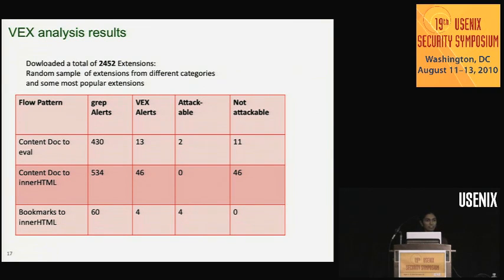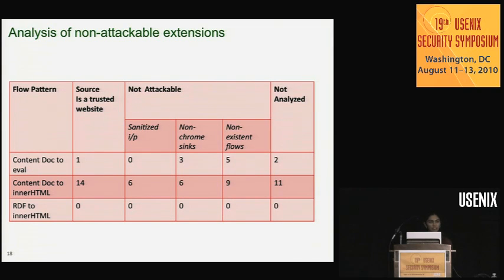Colin Jackson from Carnegie Mellon University. Could you go to the slide where you showed some not attackable extensions? I'm wondering how many of those sources that were a trusted website were being loaded over non-HTTPS connections, and could this be used by an active network attacker to install arbitrary code on your machine? I don't remember the numbers offhand, but sure, there could have been several which are not on HTTPS, and they could be attacked.